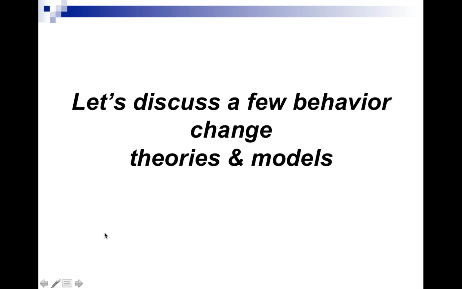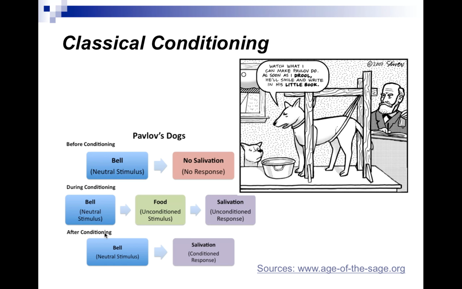So welcome back. Let's start discussing a few behavioral change models and theories. There are many theories, formal and informal, that can explain health behaviors. In psychology, many of you have learned about learning theories such as classical conditioning. In classical conditioning, a person or an animal learns to respond in a certain way to a stimulus, like a bell or a light, that wouldn't normally cause a response.